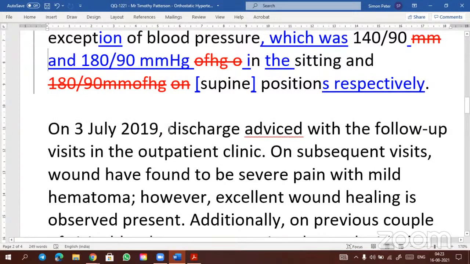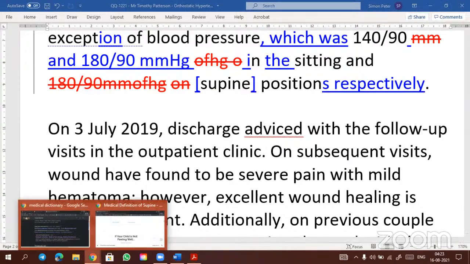On 3 July 2019, discharge advised with the follow-up visits in the outpatient department. Okay, on 3rd July 2019, discharge advised with the follow-up. What do you mean by advised? Is there any word called advised? I don't know. Let's go and ask the Cambridge Dictionary. What is CE and what is SC?